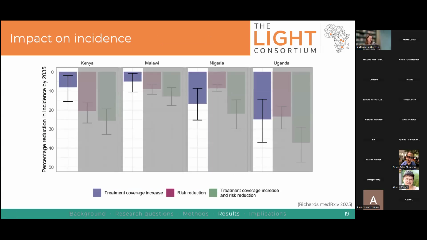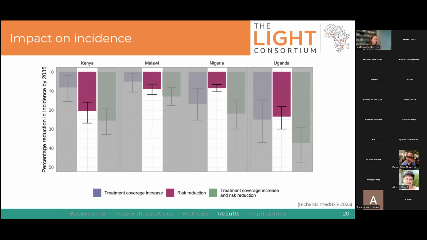So if we look at some results, thinking first about treatment coverage shown here in blue, this is the percentage reduction in incidence by 2035 from each of these approaches. So treatment coverage, we found the reduction in incidence ranged from 5% in Malawi to 25% in Uganda. While that value is highest in Uganda, I think it's important to note that this approach in Nigeria averted 35,000 deaths over this time period. So it's also notable to take into account the population size difference in these countries when thinking about the absolute magnitude of these impacts. If we consider risk reduction here, we found the greatest impact in Kenya and Uganda with 20 and 23% reductions in incidence, respectively. And that compares to Malawi and Nigeria, where reductions were about 8 to 9%.